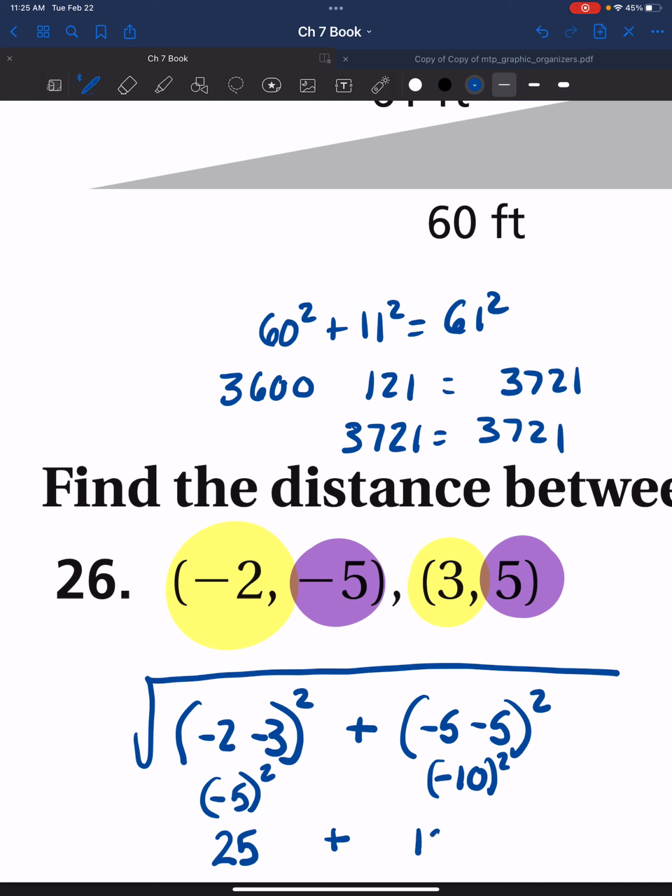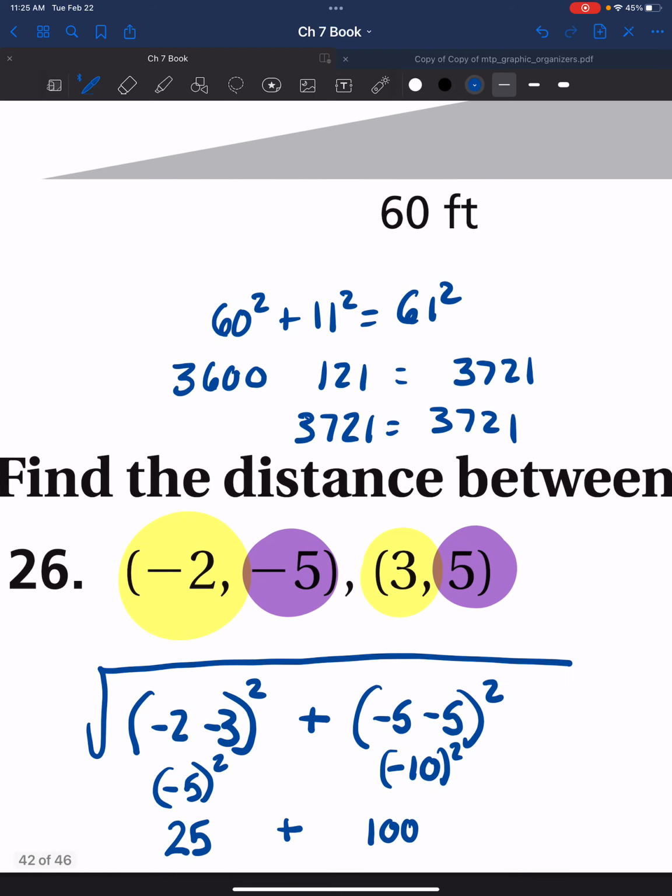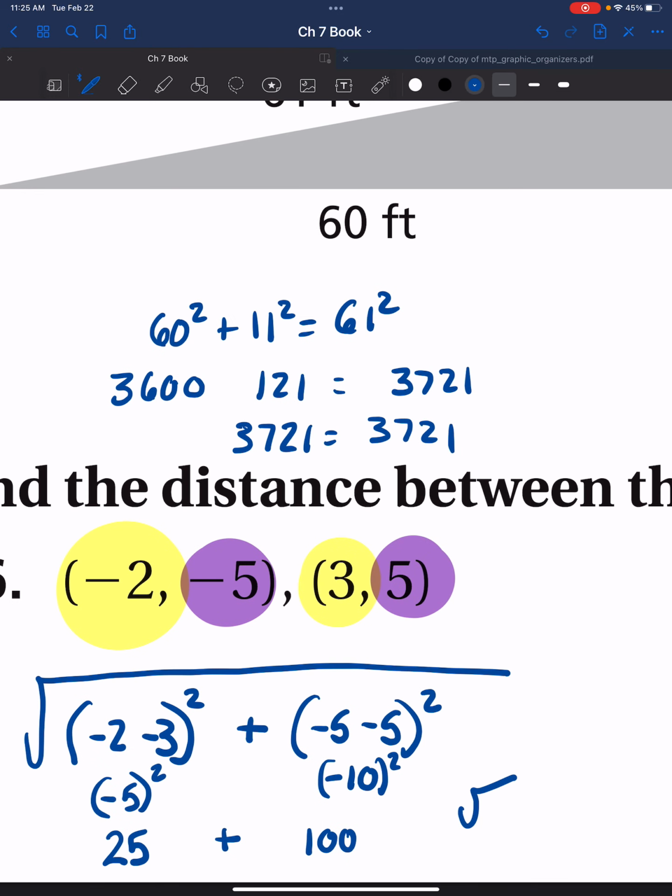Would be 100. What's 100 plus 25? 125. Don't forget, we got that big square root. It's actually the square root of 125 at the end, right? And the square root of 125 is negative 5? Oh, wait, no, it's positive.